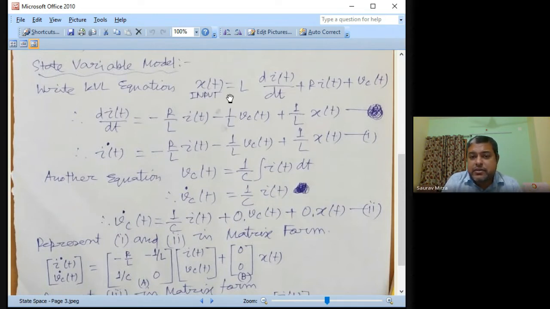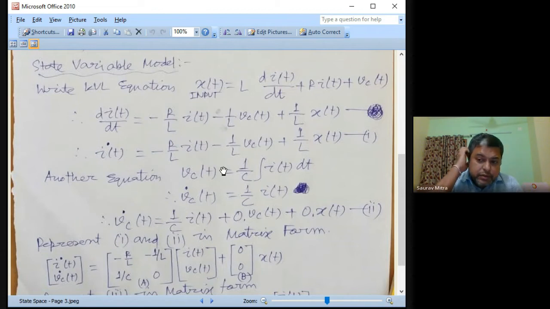So what is the equation? We started with KVL, and from the KVL we are trying to find the differentiation of the first state variable, di(t)/dt or i dot(t). If you take the R to the other side, it becomes minus R i(t), divided by L. If you rearrange a little bit, di(t)/dt = -(R/L) i(t) - (1/L) Vc(t) + (1/L) x(t). The Vc(t) goes to the other side and becomes minus, and L divides it. x(t) is the input.